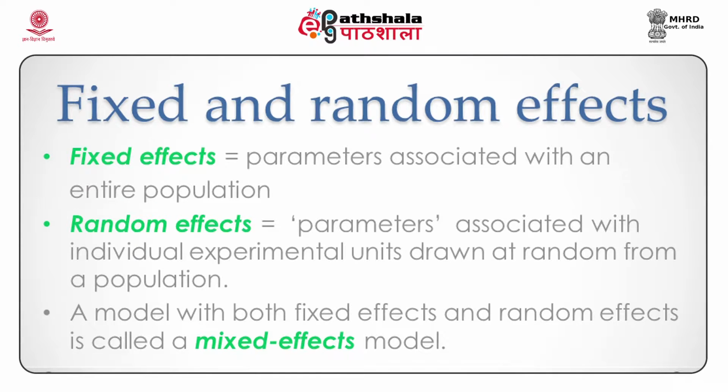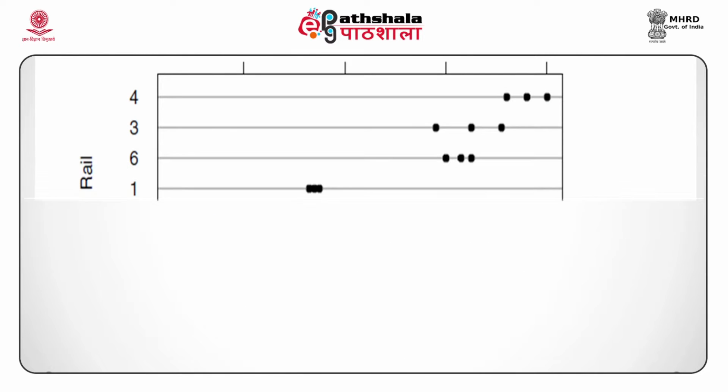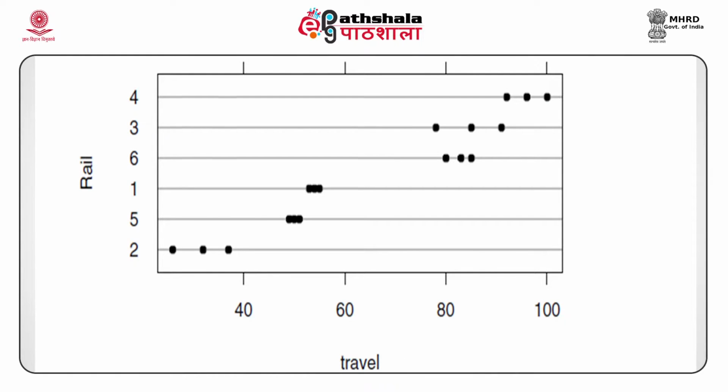So let us start with a motivating example, which is from the NLME library. So here we have a number of rails which we have categorized as 1, 2, 3, 4, 5, 6. And on the x-axis, we are looking at the time taken in nanoseconds for a particle to travel across the rail. So you can see that the particles tend to be clustered to different extents on each rail, and that it appears that the time taken to travel across the rail is quite different for each rail. We would say then that there is a subject-specific, in this case, a rail-specific effect.